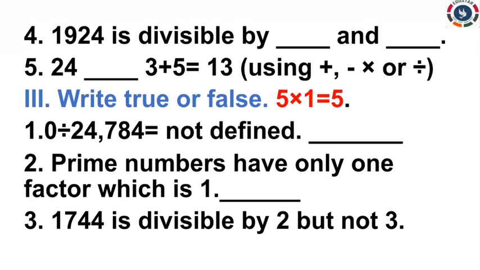And third one, number 3, 1744 is divisible by 2 but not 3. Here you want to apply the divisibility rule for 2 and 3. Divisibility rule: if the last place is an even number, it must be divisible by 2. What is the rule for 3? The sum of all those digits. Now you add all those digits. 1 plus 7, 8, 8 plus 4, 12, 12 plus 4, 16. So 16 is not divisible by 3. So 1744 is divisible by 2 but not 3. The statement is correct. So it is true.